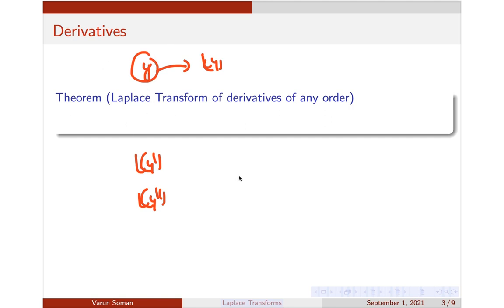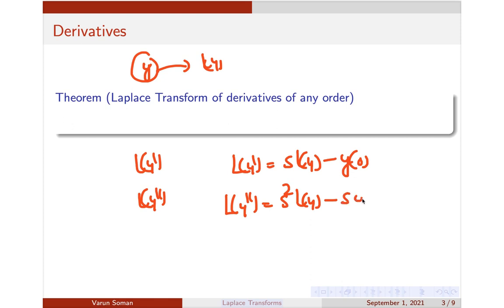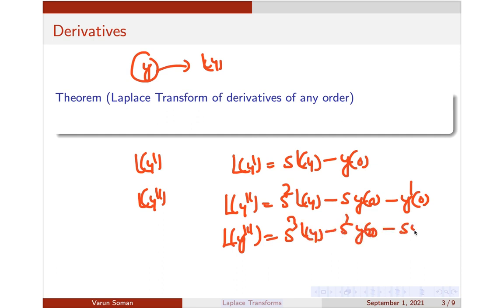It is a very simple thing. First I'll write a pattern here. The Laplace transform of y dash is nothing but s into L of y minus y of 0. I'll write once again. Laplace transform of y double dash is nothing but s square into L of y minus s into y of 0 minus y dash of 0. I'll write one more thing, then we'll generalize it. Laplace transform of y triple dash is nothing but s cube into L of y minus s square into y of 0 minus s into y dash of 0 minus y double dash of 0.